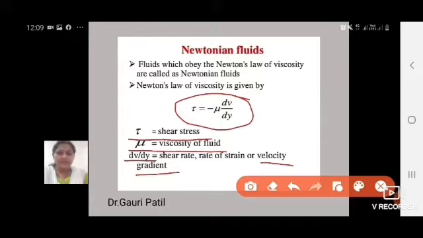As we know, in the fluid there are numerous parallel layers, and as we go from the upper layer to the lower layer, the velocity goes on decreasing. For the upper layer the velocity is higher, but when we come to the lower layer the velocity goes on decreasing. Here I will draw it. This is called the velocity gradient, the decrease in velocity.